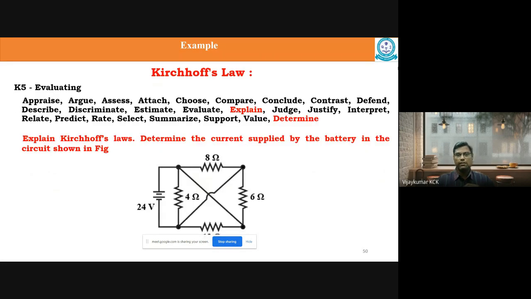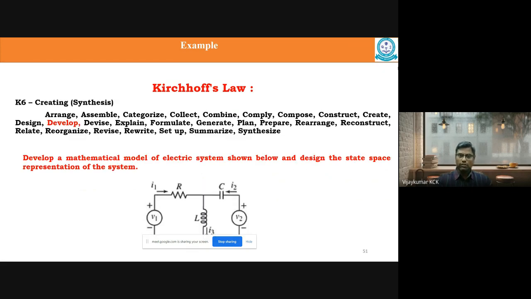Next, for evaluating in Bloom's taxonomy with the same Kirchhoff law, I used two different action verbs, explain and determine. Explain Kirchhoff law, and after that determine the current supplied by the battery in the circuit shown in this figure. So partly they have to explain the Kirchhoff laws, and next they have to find the current supplied by the battery. This is the evaluation level of Bloom's taxonomy in the same Kirchhoff law.